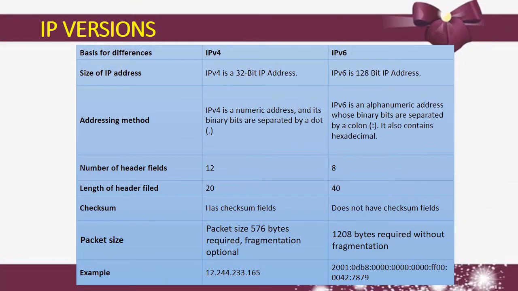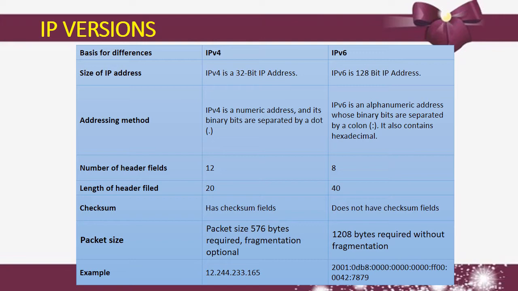The Internet Protocol has two versions, version 4 and version 6. Version 4 is 32-bit and version 6 is 128-bit. A bit is nothing but a zero or a 1. Version 4 uses numeric addresses separated by dots, and IPv6 is hexadecimal, separated by colons. The header has 12 fields in IPv4 and 8 in IPv6, and the total header length is 20 bytes in IPv4 and 40 in IPv6. IPv4 has a checksum field and IPv6 doesn't.